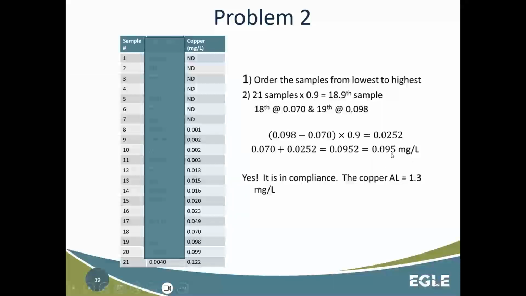So what do we get for this value? 0.095. Well, yes, that's in between. So we checked our work. It works. Yes, it is in compliance because this is now a copper action level. So that means that our level is at 1.3 parts per million. Okay.